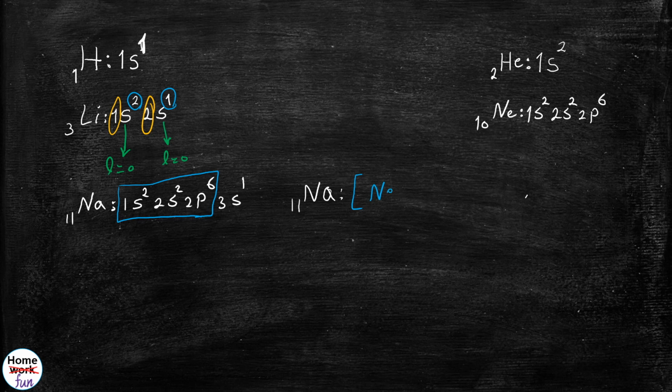The neon is the noble gas right before the sodium on the periodic table. Because noble gases have all of their orbitals complete, you see, s, p, they're all complete, we use them for a shortcut, and then what is left over, I just write 3s1. So up to neon is the same for sodium, and the thing that is different is just the 3s1, which gets mentioned there.